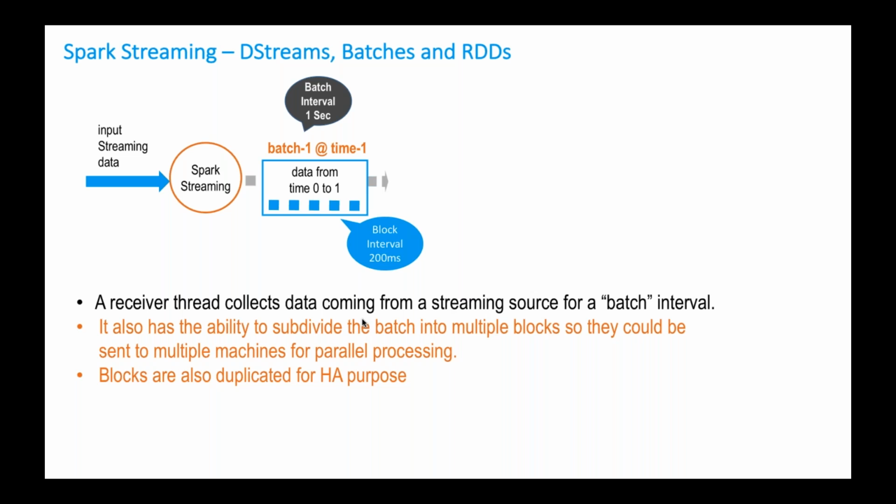The number of blocks created within a batch depends on a configuration called the block interval. By default, its value is 200 milliseconds. Going back to our example of a batch interval of 1 second with a block interval of 200 milliseconds, each batch will have 5 blocks. That's how these two variables combine to create the blocks.